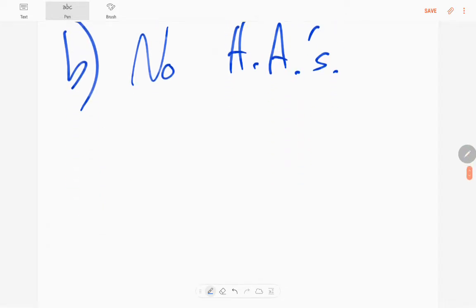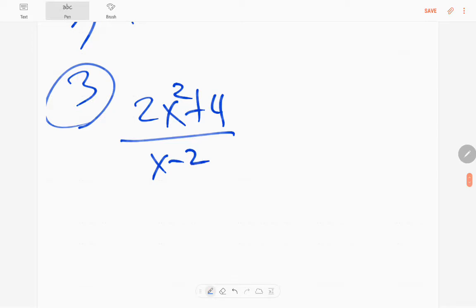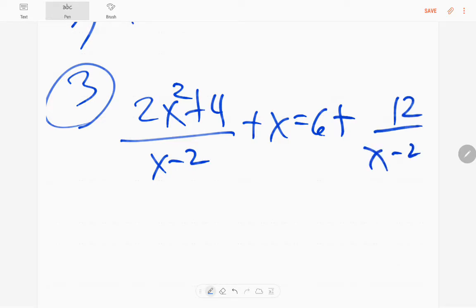Let's do number 3. Use algebraic methods to solve the following equation. 2x squared plus 4 over x minus 2 plus x equals 6 plus 12 over x minus 2. So this is called a rational equation just because you have at least one rational expression in it. So what's the best way to solve this equation?